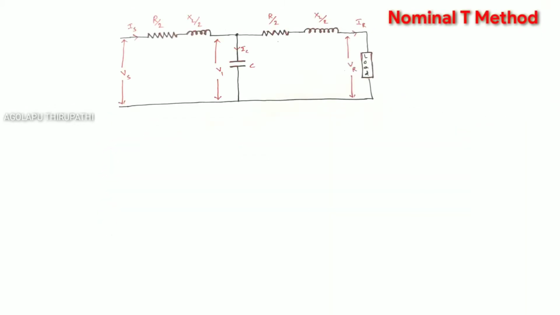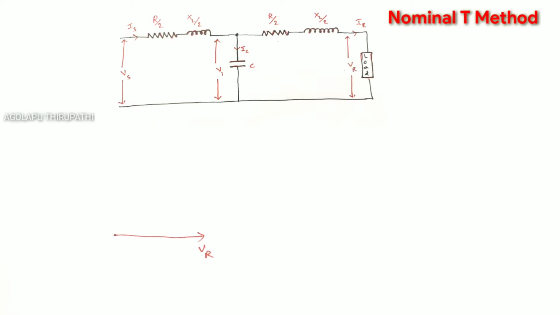To draw the phasor diagram, first we should take one vector as a reference vector. Here I am taking VR as my reference vector. First draw the VR vector on the x-axis. So this is the VR vector. After that, draw the IR vector.